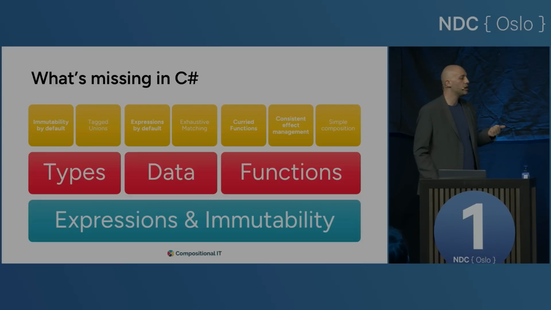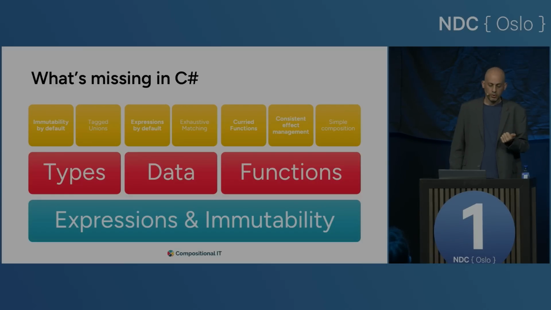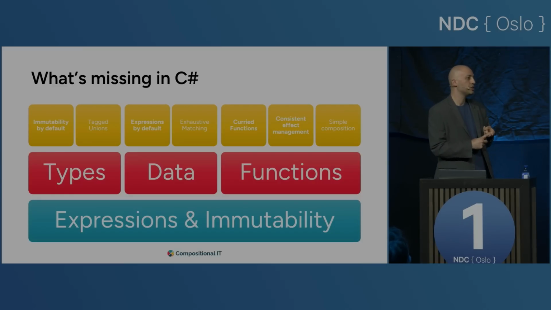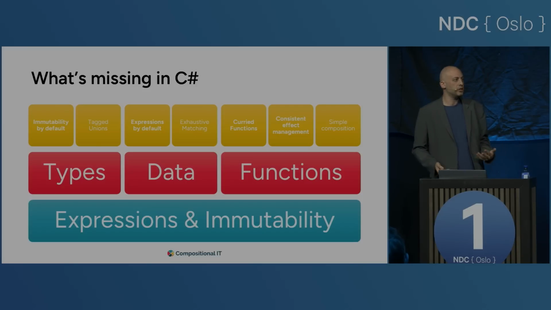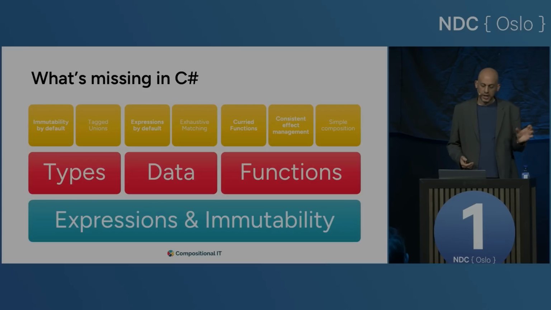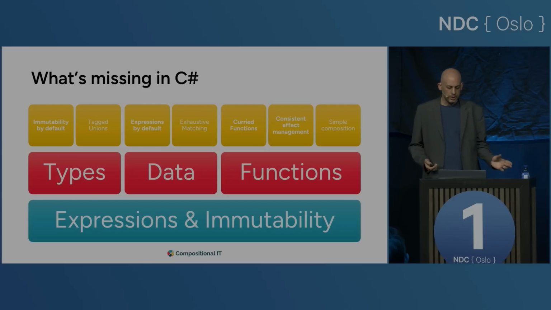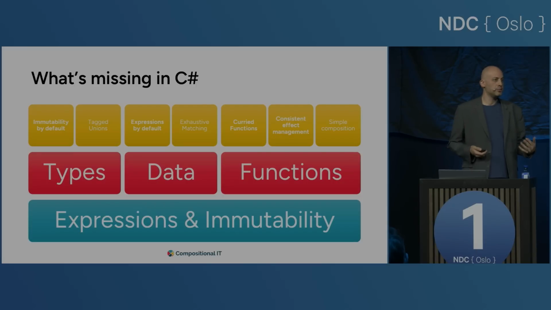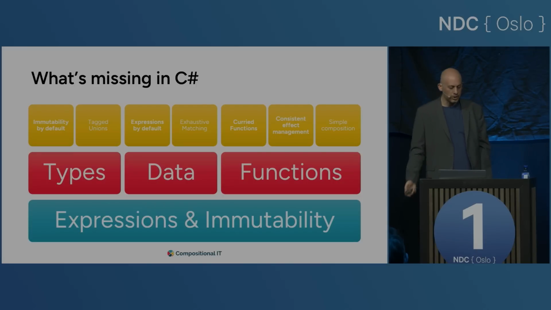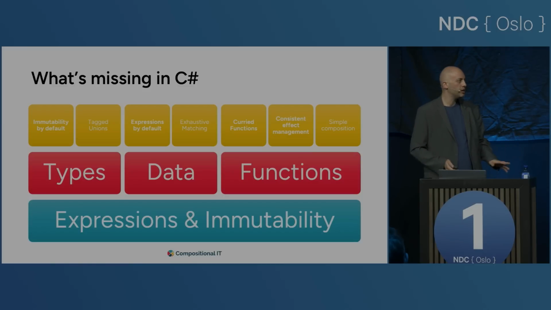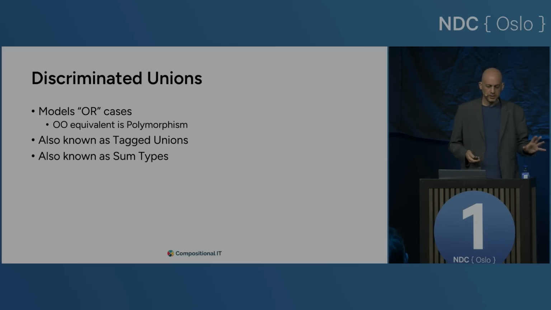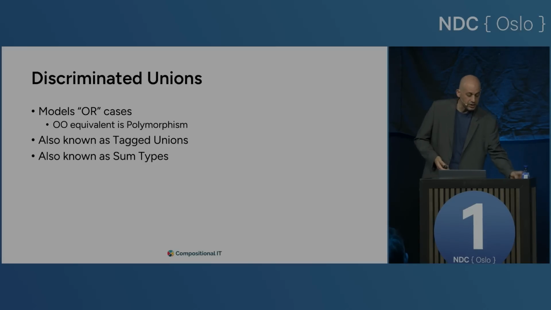The things I think will be harder to get in C# will be immutability and expressions everywhere, because that basically is a breaking change. You can't break C#. So I think those two are probably off the table. And then curried functions, which is basically a way to compose and work with functions more easily, probably won't happen. And the same for effect management. I don't think C# will get them. But let's focus on unions, because that one is probably coming in the next version of C#.